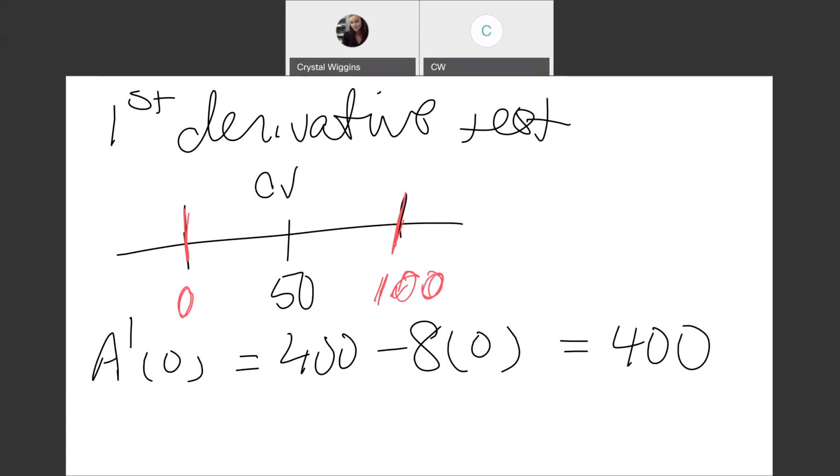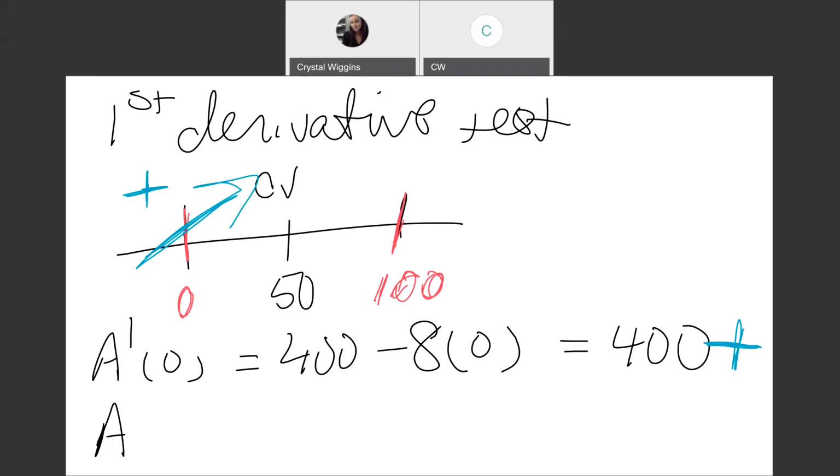So since it's positive, that means that we are increasing on this left side. So it's looking like the 50 is either a max or an inflection point, because if we put the 100 in and it's also positive, then it's an inflection point and it's a change in concavity, but it is not a max. And that would be important to know.